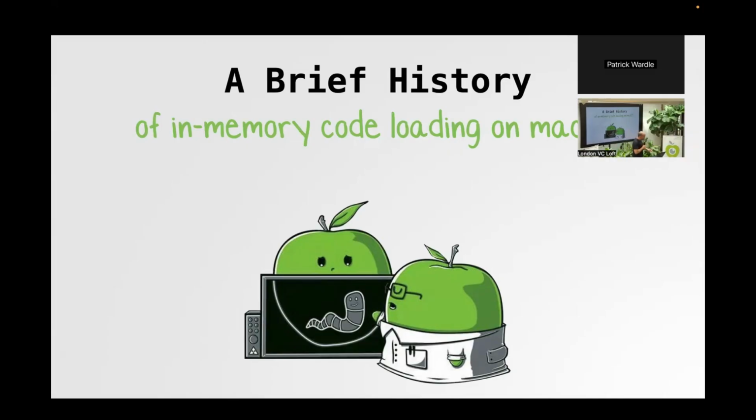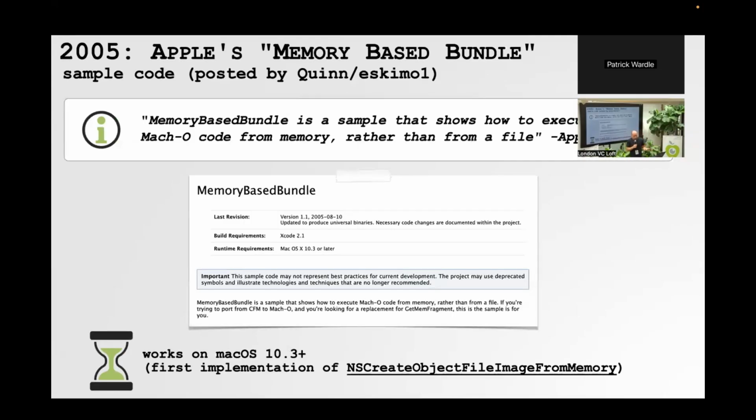So let's talk about a brief history, because this is something that has actually been done for a while. It all started in 2005, where Apple actually released a code sample on the official apple.com webpage that said, this is how you do in-memory code execution on macOS. They released this project named Memory-Based Bundle, and it is a sample that shows how to execute Mach-O code directly from memory rather than from a file. This is awesome. This is exactly what we wanted to do. And this worked all the way back to macOS, or I guess at the time, OS 10, 10.3.